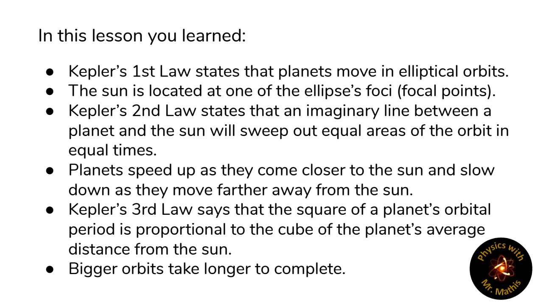In this lesson, we looked at Kepler's first law, which says that planets move in elliptical orbits, and that the Sun is located at one of the ellipse's foci. We looked at Kepler's second law, which says that an imaginary line between a planet and the Sun will sweep out equal areas of the orbit in equal times, which really just means that planets speed up when they come closer to the Sun and they slow down as they move farther away from the Sun. Finally, we looked at Kepler's third law, which says that the square of the planet's orbital period is proportional to the cube of the planet's average distance from the Sun, which is a complicated way of saying that bigger orbits take longer to complete than smaller orbits.